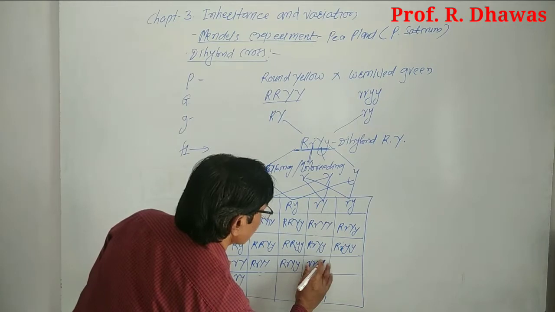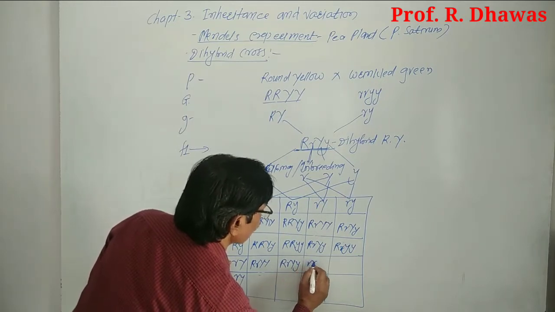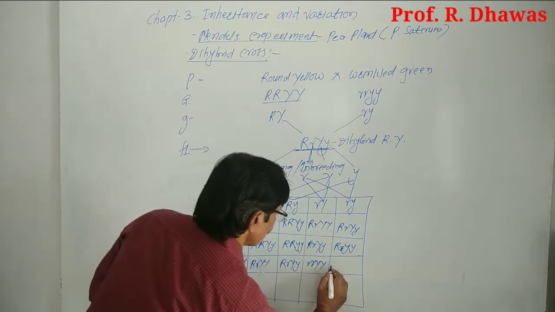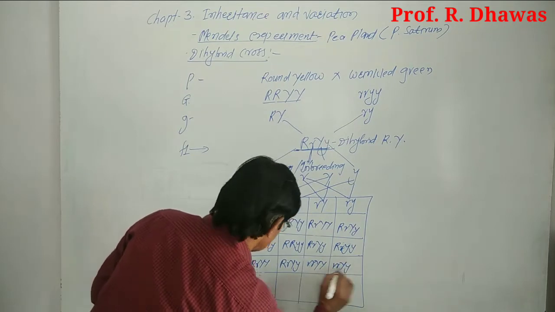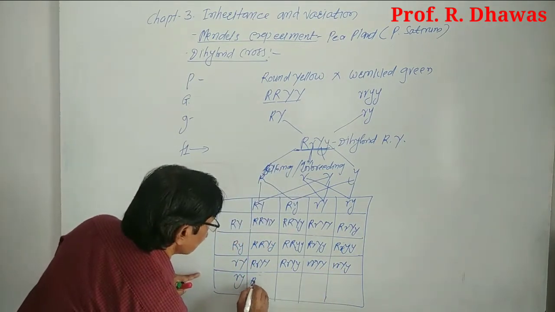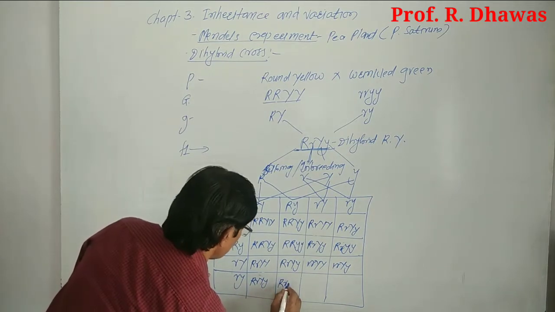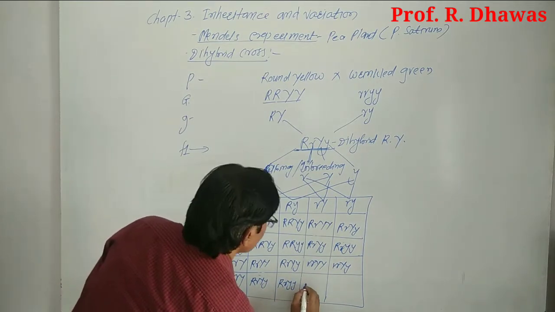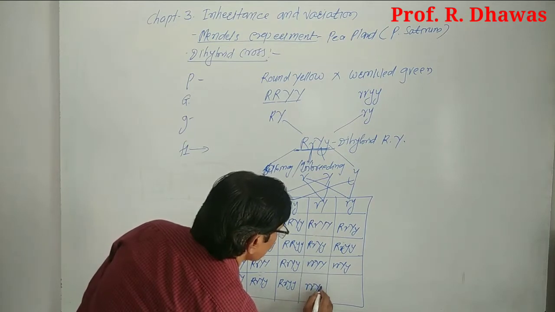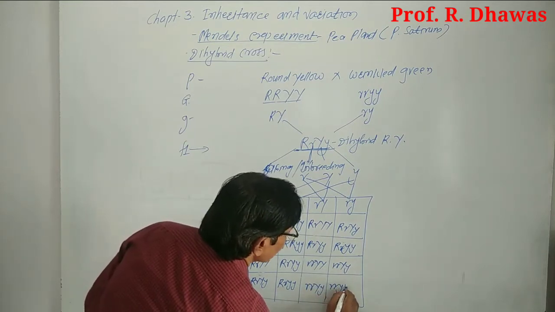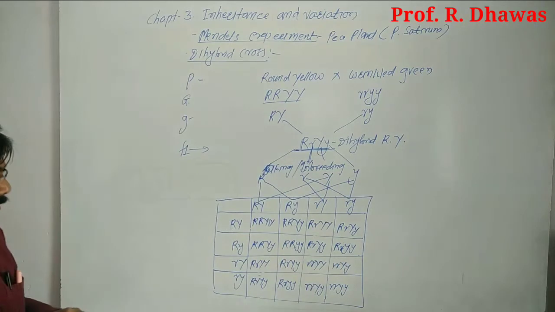small r, capital Y, then small r, capital Y, small y. Finally here capital R, capital Y, small y. Then capital R, small y, then small r, capital Y, small y, small y. This one is the combination.